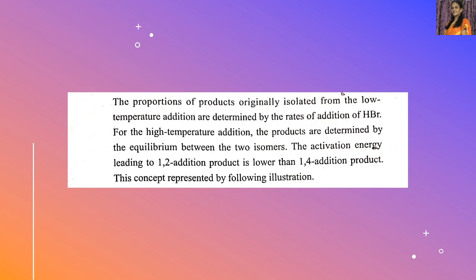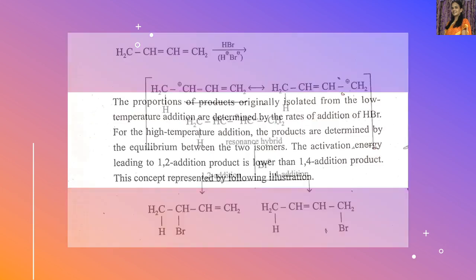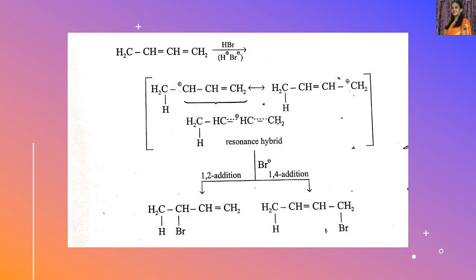And the activation energy leading to the 1,2 addition product is lower than that of the 1,4 addition product. What is activation energy? Activation energy is the excess amount of energy needed to reach the threshold. Therefore, as the activation energy is more, the rate of the reaction is less. Activation energy is less, the rate of the reaction is more. So here the activation energy for the 1,2 addition product is less, whereas that of the 1,4 addition product is more, we said. So this concept is represented here with a diagram.